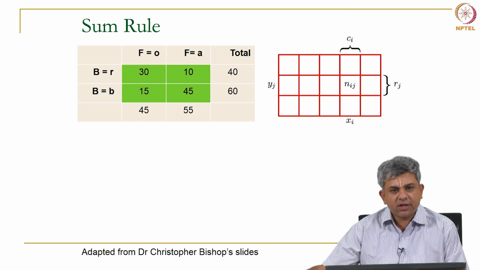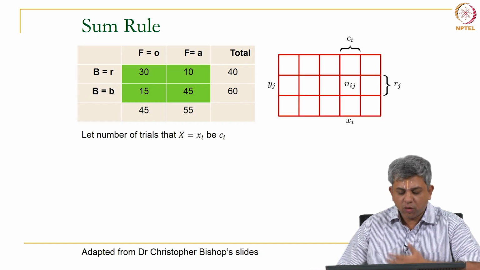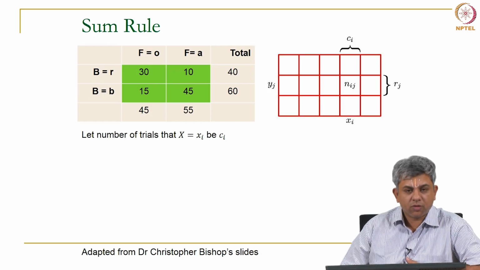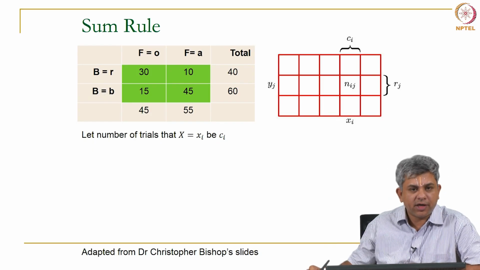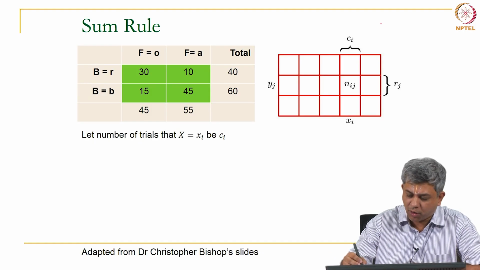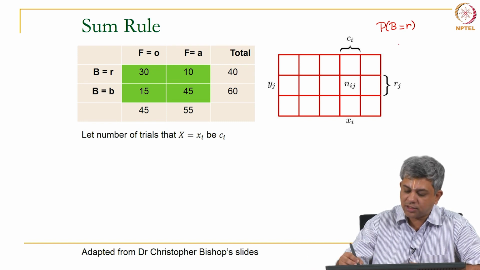So, now using this we come to an important rule called the sum rule. Okay. The sum rule asks a question, which is, if I do not want a joint probability, but I simply want the question, what is the probability that the basket is red, okay. Or I could ask the question, what is the probability that the fruit is an orange.